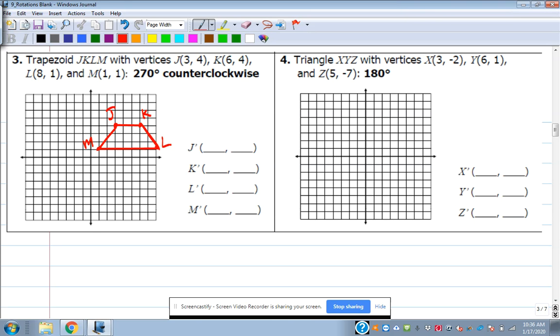And then the rule is that it swaps x and y and then changes the sign of x. So that's going to be 4, -3, 4, -6, excuse me, 1, -8, and then 1, -1. I thought it was swap X and Y. Did I not do that? Okay. No, never mind. We did. I just looked at it.